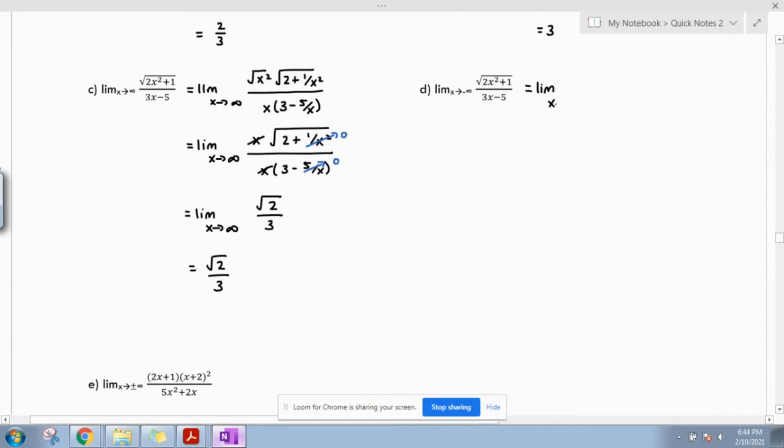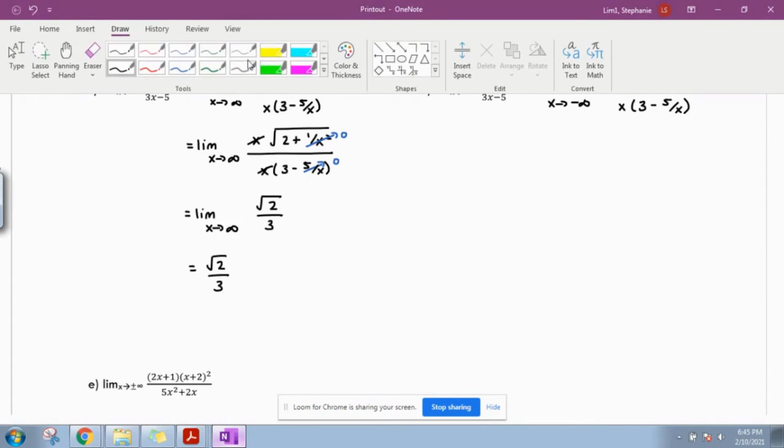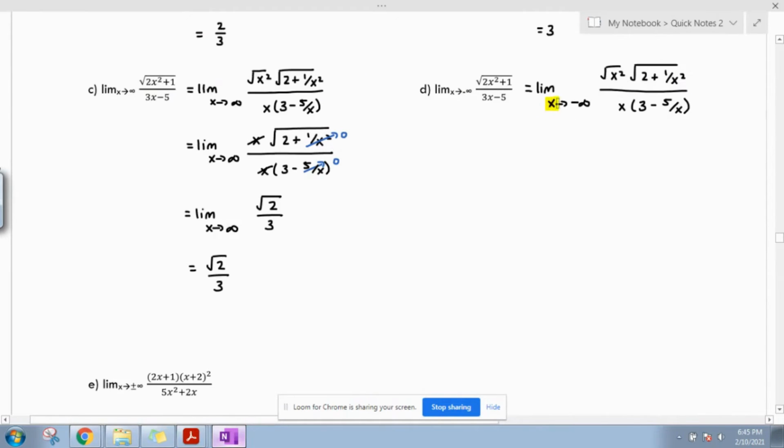The limit as x approaches negative infinity, I'm still taking out square root of x squared, then times 2 plus 1 over x squared, and then all over x times 3 minus 5 over x. So just the same thing that I was doing for question C. But now I would like to talk about what happens in this particular scenario since I'm going to negative infinity.